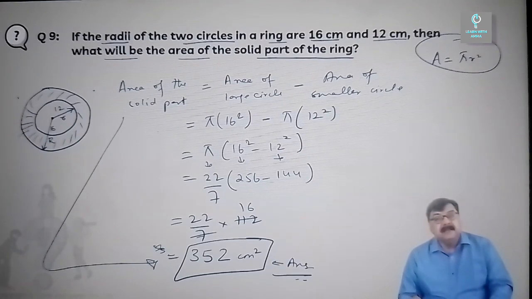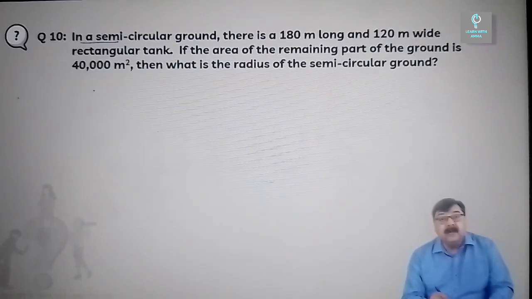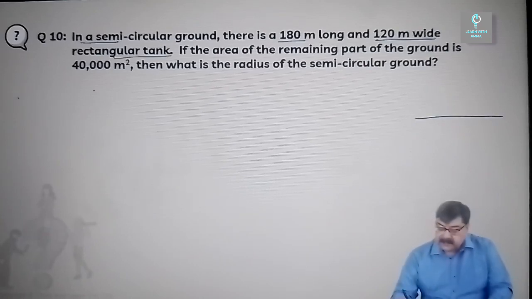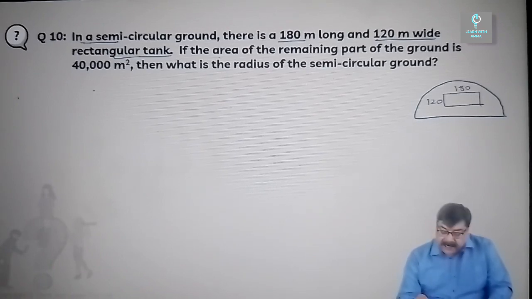This is your answer. Now in a semicircular ground, there is a 180 meters long and 120 meters wide rectangular tank. This, let us say, is the semicircular ground, and there is a rectangular tank. 180 meters shall be its length and 120 its width. If the area of the remaining part of the ground is 40,000 meters square, then what is the radius of the semicircular ground?